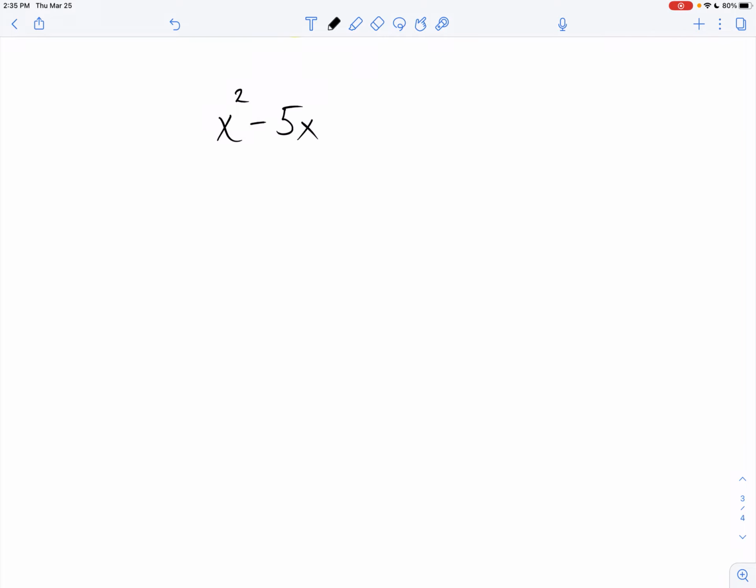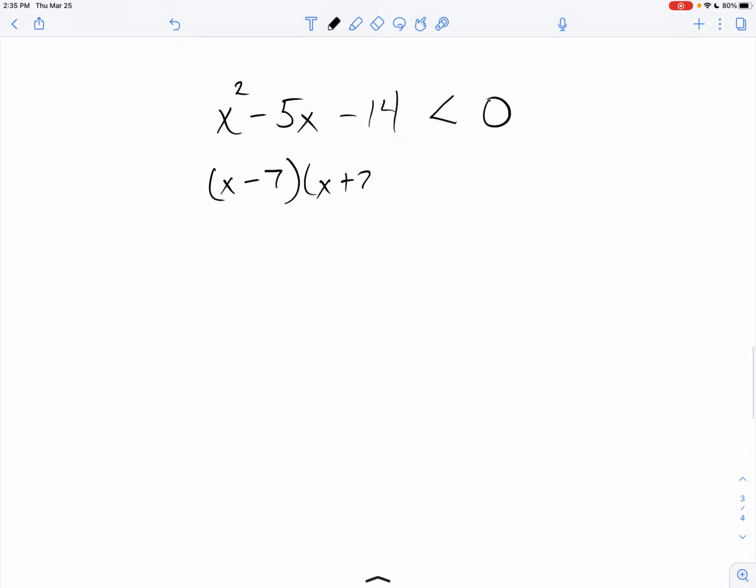Let me just do one that's a little bit easier since everything's already on one side. And I'm going to do a less than 0. The first step is make sure 0 is on the other side. Second step, factor it up. And this guy factors to look like this, which gives me what's called critical values. There's a 7, there's a -2.